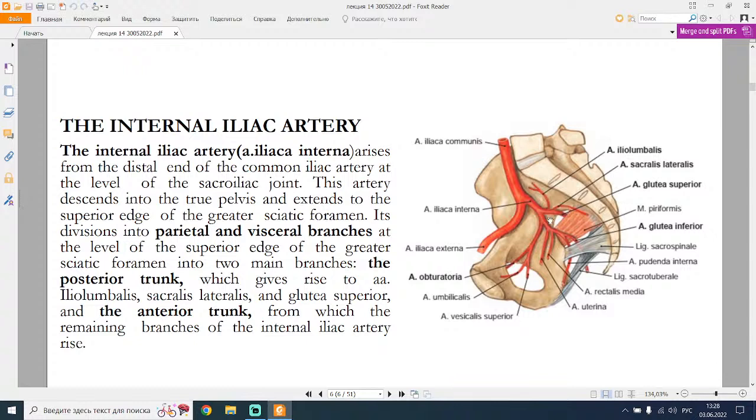occurs at the level of the superior edge of the greater sciatic foramen into two main branches: the posterior trunk, which gives rise to arteria iliolumbalis, arteria sacralis lateralis, and arteria glutea superior, and the anterior trunk, from which the remaining branches of the internal iliac artery arise. Posterior trunk and anterior trunk.